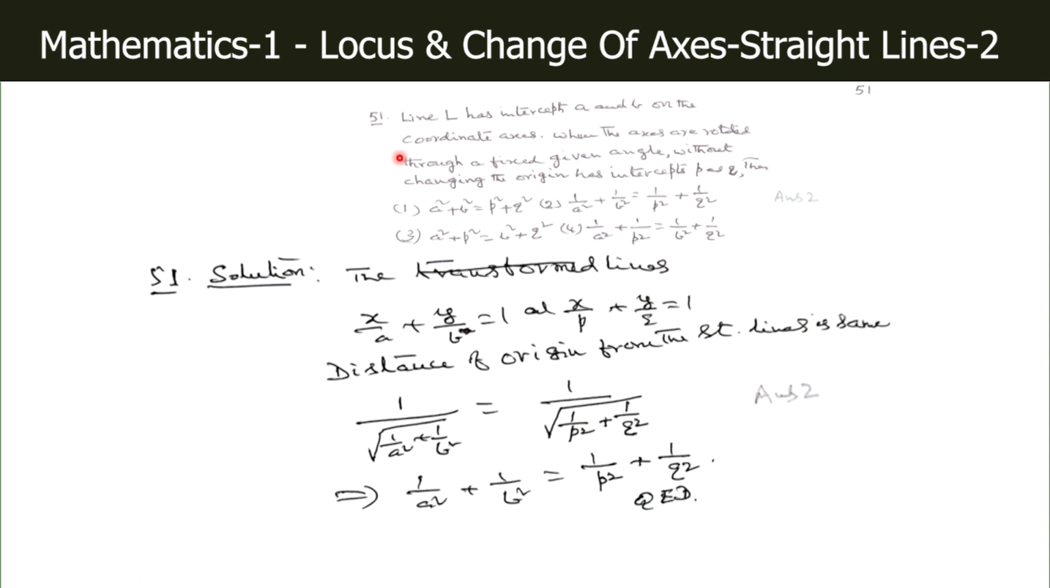51. A line L has intercepts A and B on the coordinate axes. When the axes are rotated through a fixed given angle without changing the origin, it has intercepts P and Q. Then the relation between A, B, P and Q is: 1, A square plus B square is equal to P square plus Q square; 2, 1 by A square plus 1 by B square is equal to 1 by P square plus 1 by Q square; 3, A square plus B square is equal to B square plus Q square; and 4, 1 by A square plus 1 by P square is equal to 1 by B square plus 1 by Q square. Okay.